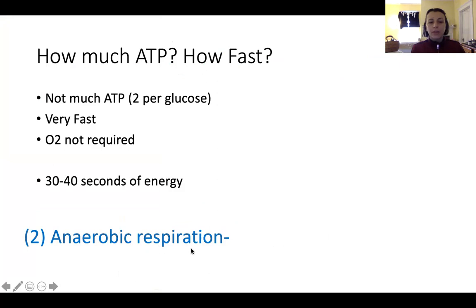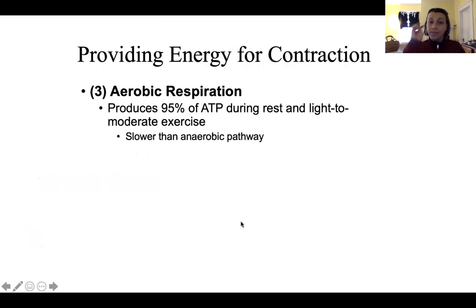Number 2, anaerobic respiration, not much ATP, 2 per glucose molecule, but it's very fast, right? 2.5 times as fast. Oxygen is not required, and it gives us more sustained energy for another 30 to 40 seconds. So number 3, energy for contraction by aerobic respiration.